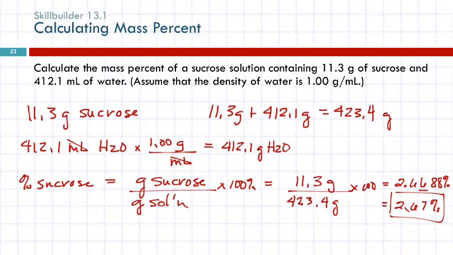Mass percent is used a lot in medicine and biology because it's very easy to make a mass percent solution. You just use the balance, and so it's a lot easier than some of the other units that we're going to see. Any questions?